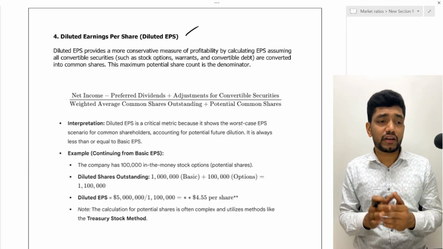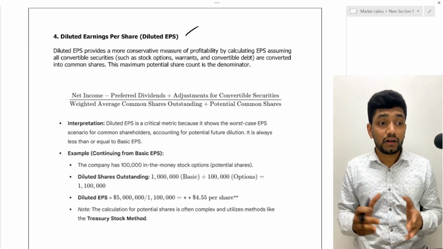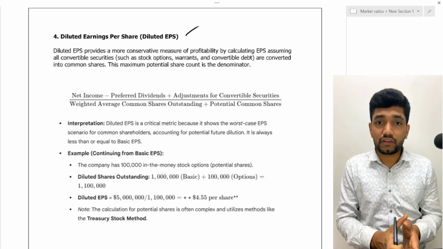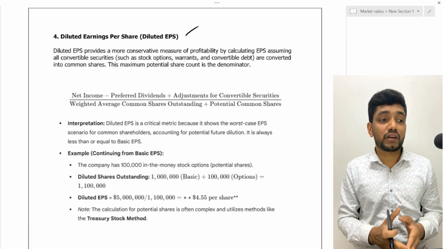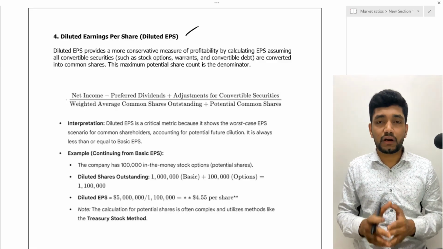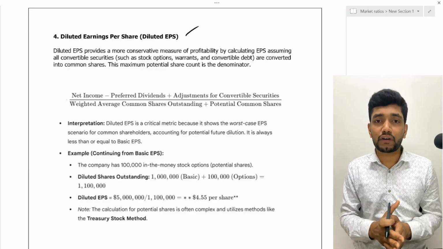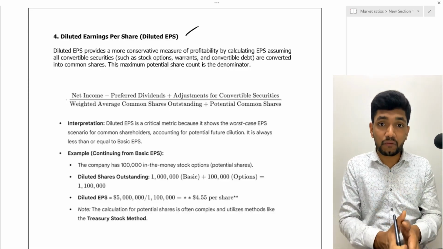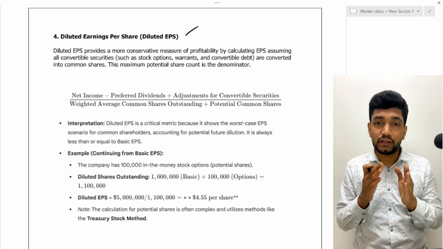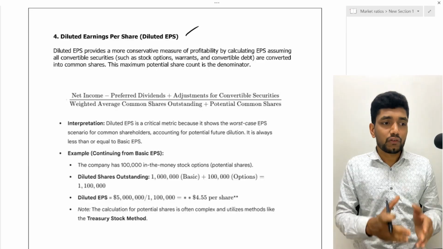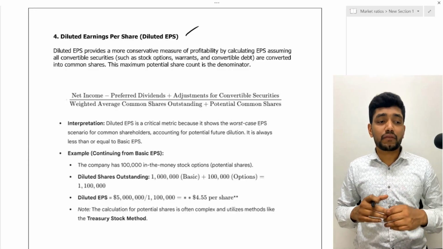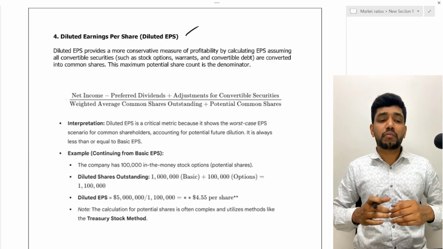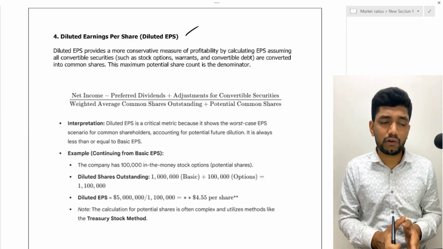But in the diluted earning per share, it is considering the probable dilution also. In some cases the company might have possible dilutions in the future. For example, there are some stock options, warrants or convertible debt that can be converted into equity shares in the future. This is not converted, but it can be converted. It may convert or it may not. So when calculating the weighted average common shares outstanding in diluted EPS, we are adding potential common shares also into the equation.